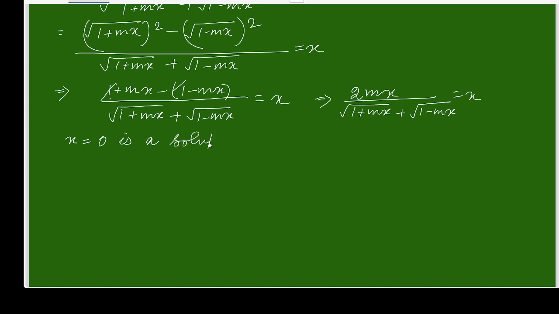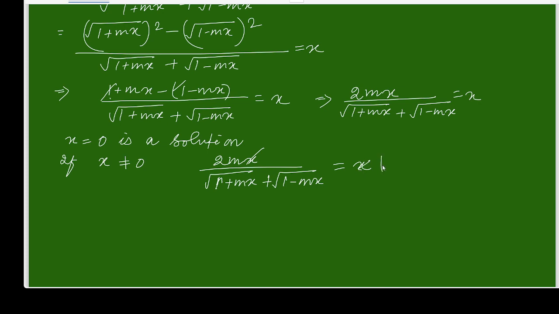because both the left hand side and right hand side have a factor x. If x is not equal to 0, then I can cancel x from both the sides. It will be 1. Now on cross multiplying, I'll get square root of 1 plus mx plus square root of 1 minus mx is equal to twice m.